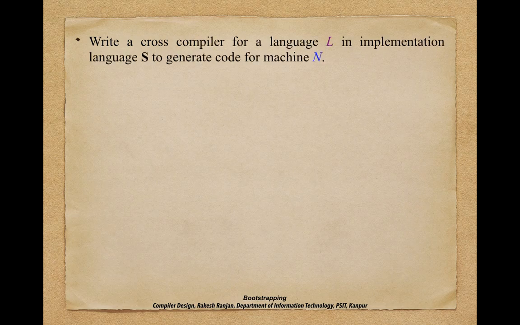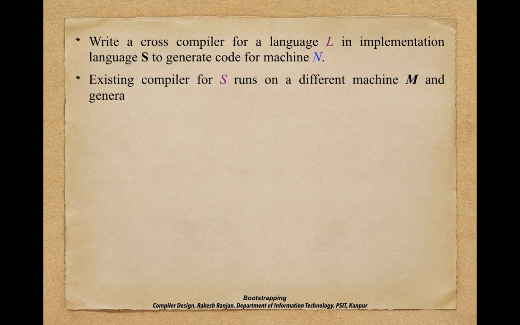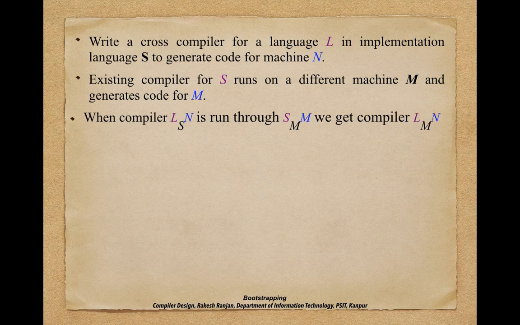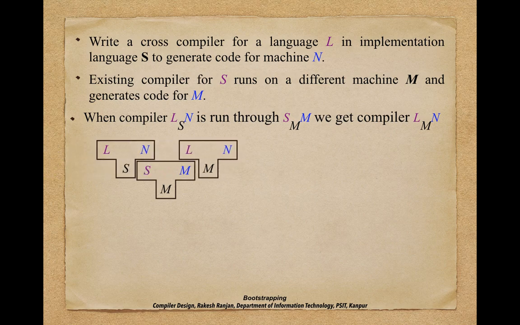So let us consider one example. We want to write a cross compiler for the language L in implementation language S to generate code for machine N. The existing compiler for S runs on a different machine M and generates code for M. So when compiler LSN is run through SMM, we get the compiler LMN. So here we have LSN, it is implemented by SMM, and we get LMN.